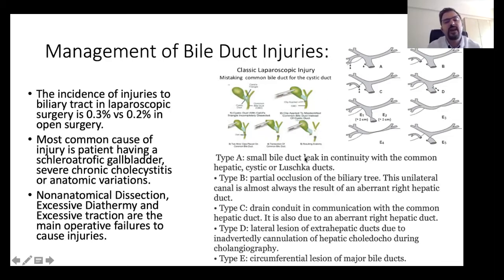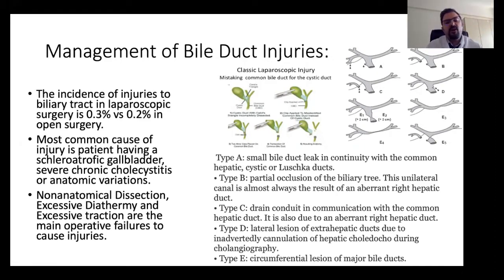When we go to type B, it's the partial occlusion of the biliary tree, and the unilateral canal is almost always the result of an aberrant right hepatic duct. Type C is a drain conduit in communication with the common hepatic duct. As you can see, there's a conduit, and it can also be due to an aberrant right hepatic duct. So you have to know about anatomic variations when you are doing a cholecystectomy. If you need intraoperative help, you have to ask for a senior, if you have one, when you see something strange.